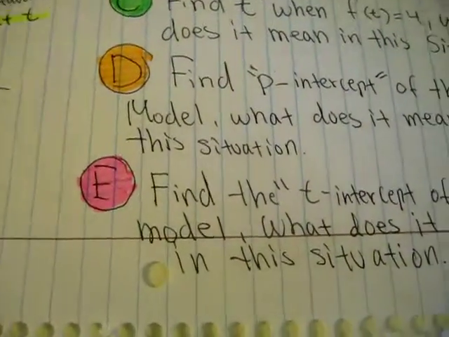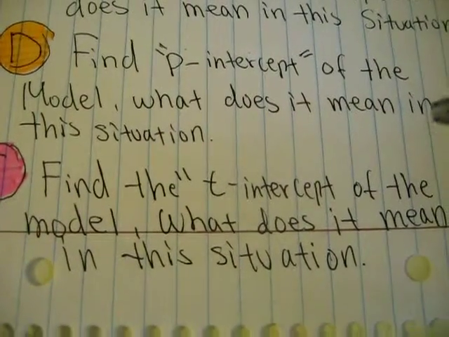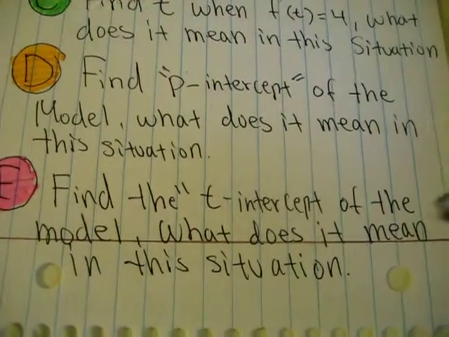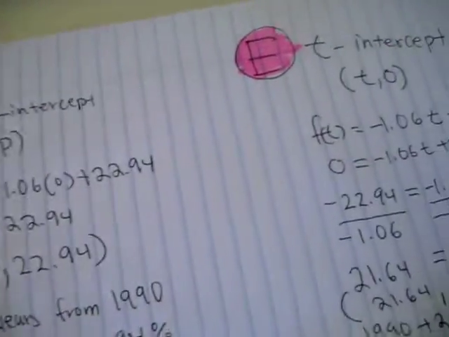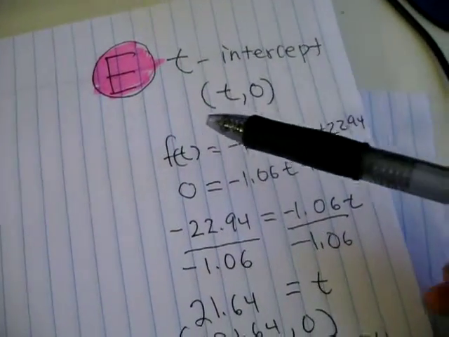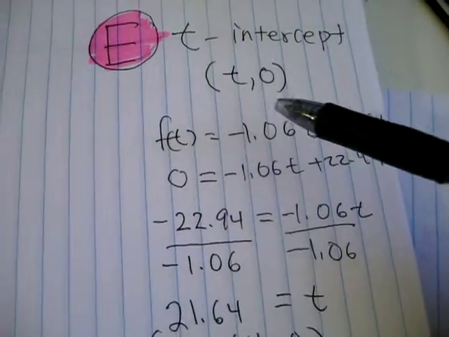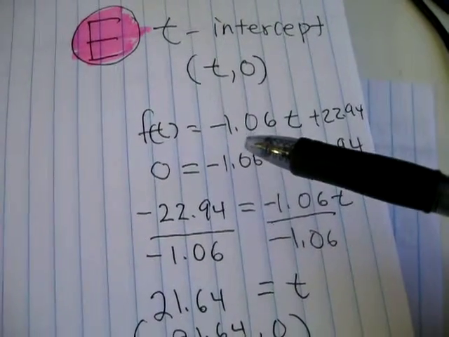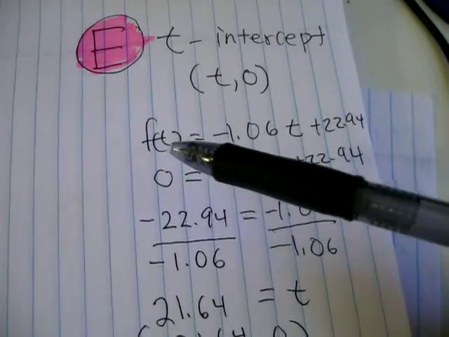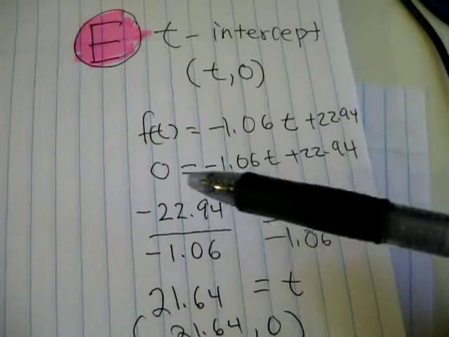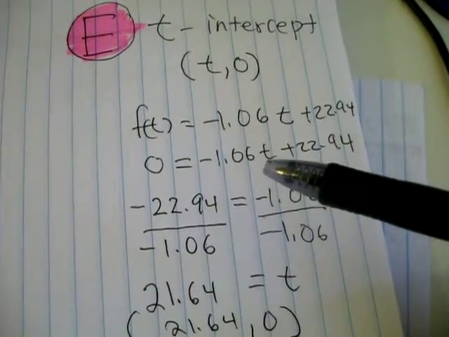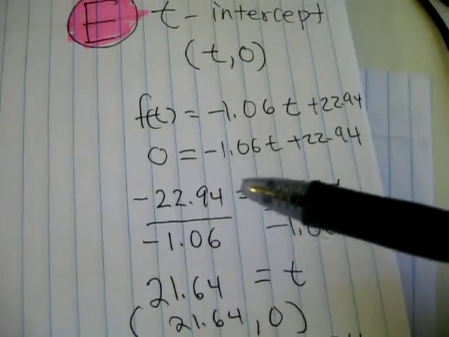We're now going to our last question, problem E. Find the t-intercept of the model, and what does that mean? So as you go here, the t-intercept will look like this, and so we plug it into the equation, where f(t) is equal to 0, and t will be right here. And so we solve the problem.